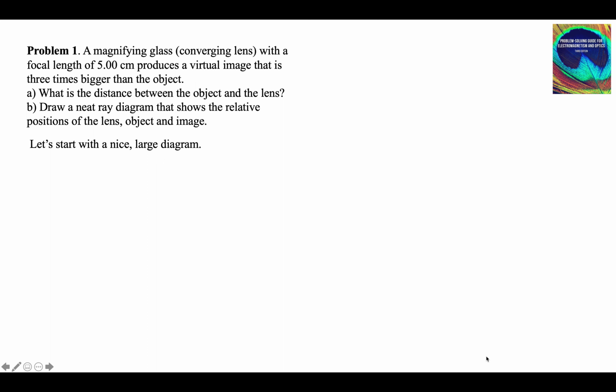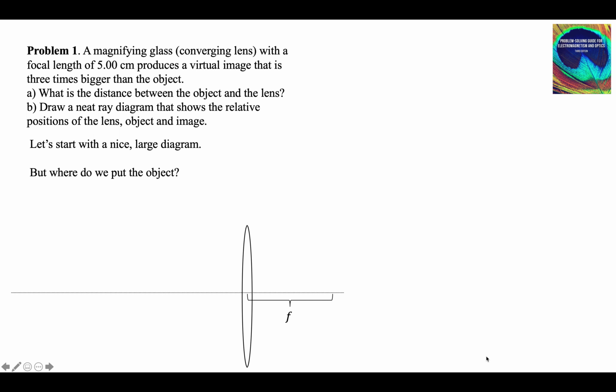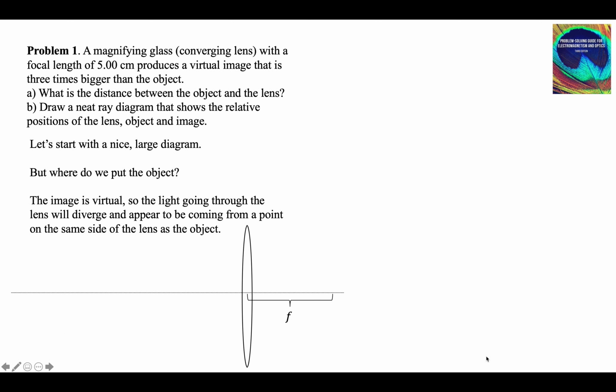Let's start with a nice large diagram. There's our converging lens. We know the focal length is 5 centimeters. But where do we put the object? We know the image is virtual, so the light going through the lens will diverge and appear to be coming from a point on the same side of the lens as the object.